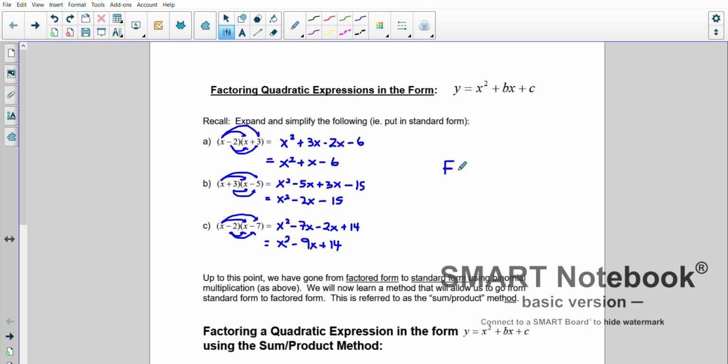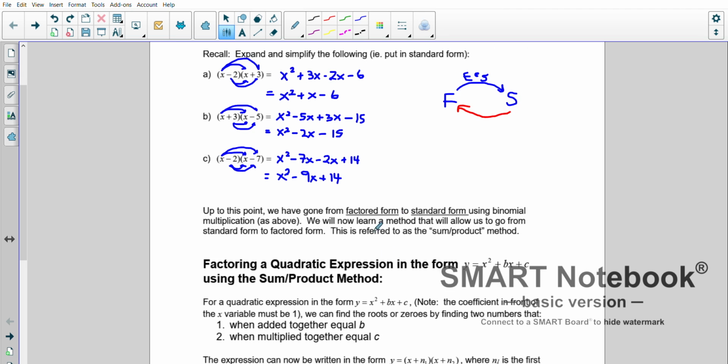So this is what we've done so far. We've gone from factored form to standard form. And we did that by expanding and simplifying. Okay, but what we want to do is learn how to go the other way. And the way we do that is by what's called factoring. So I'm going to walk you through the process. All these examples are going from factored to standard. We're going to learn a method to go from standard to factored.